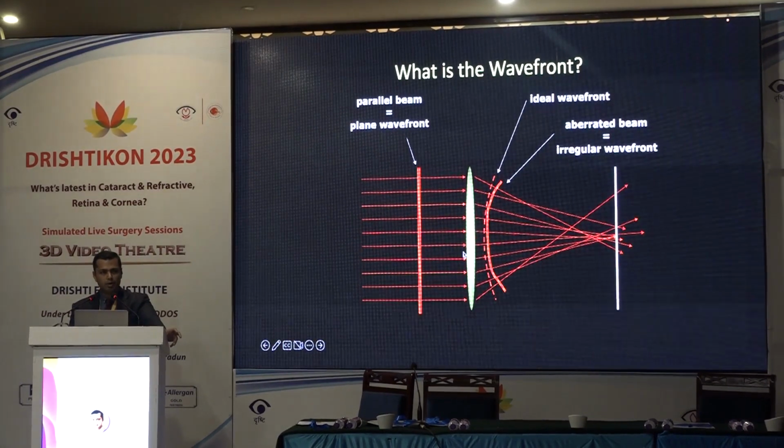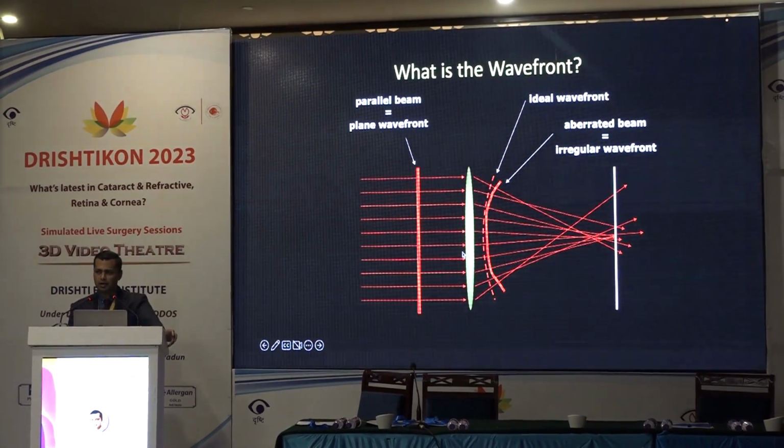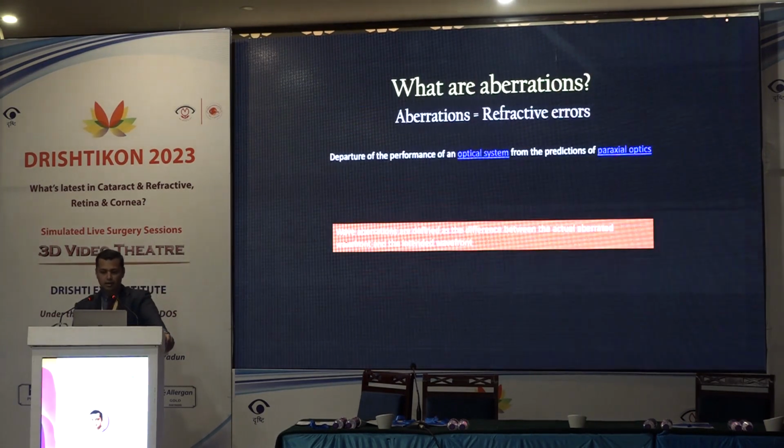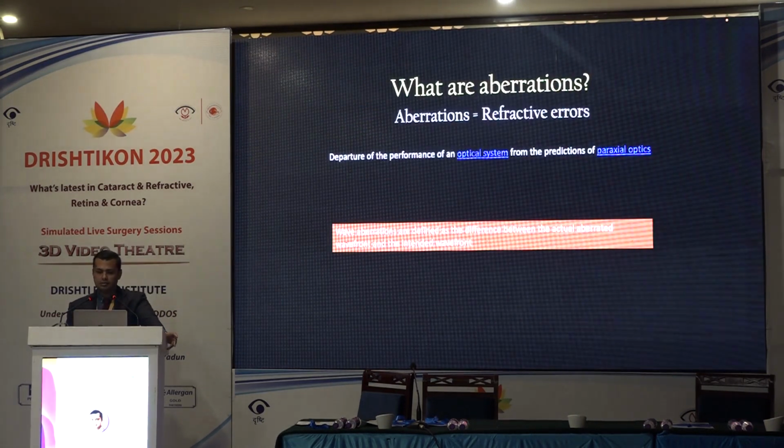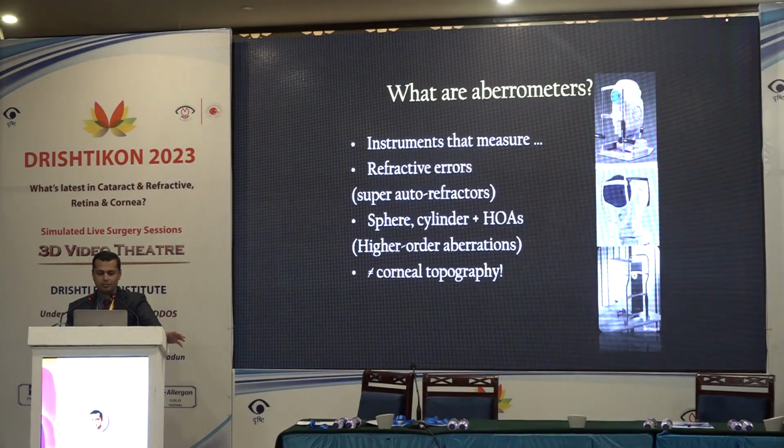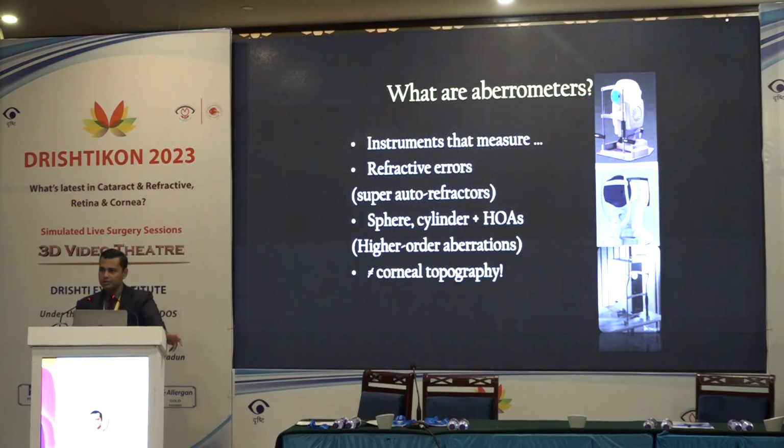But if there is some problem in your optics, or your optics are irregular, or your lens has a scratch or a cataract, if your glasses are scratched, then you have an irregular wavefront where the light literally scatters off. So what are aberrations? Aberrations are refractive errors or the scatter of light. It's as simple as that. And what are aberrometers? Aberrometers are machines that measure this difference, and that's as simple as that.